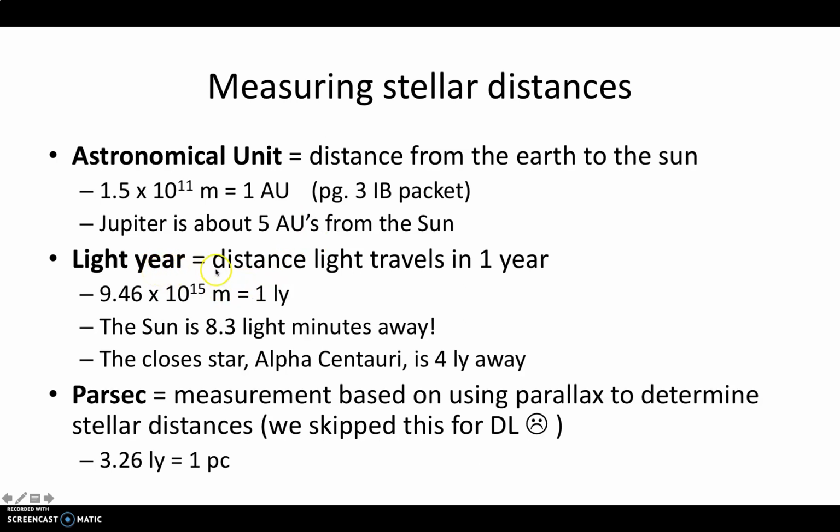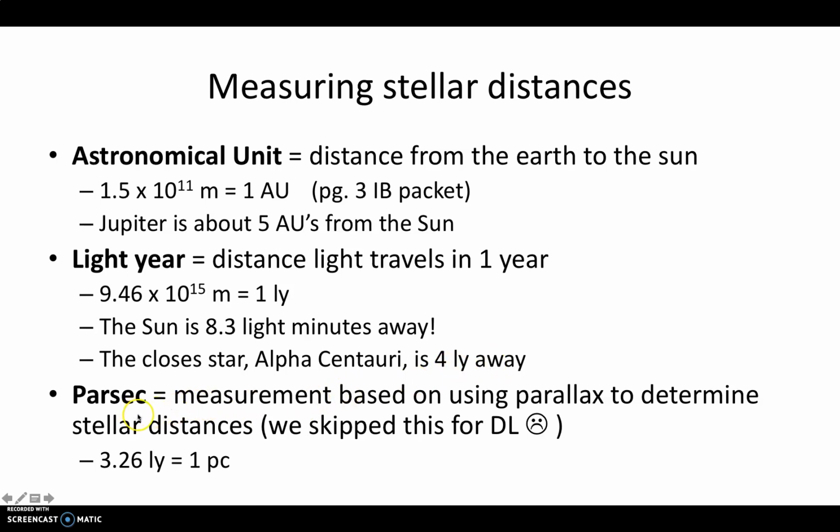Then we have light years. You've probably heard of those before. And that is the distance that light would travel in 1 year. So, you know, light goes 3 times 10 to the 8 meters per second. So then if you're like, well, 1 year worth of seconds, how far will it go? Well, 9.46 times 10 to the 15 meters is how far it would go. And this is used really commonly. The sun is 8.3 light minutes away. So that's like a light year, except how far light will go in a minute. And the closest star to us, called Alpha Centauri, is 4 light years away. So just to give you a sort of sense of scale of stuff.